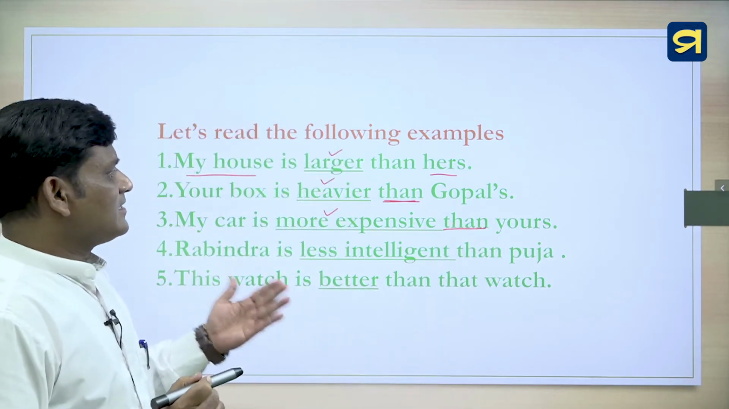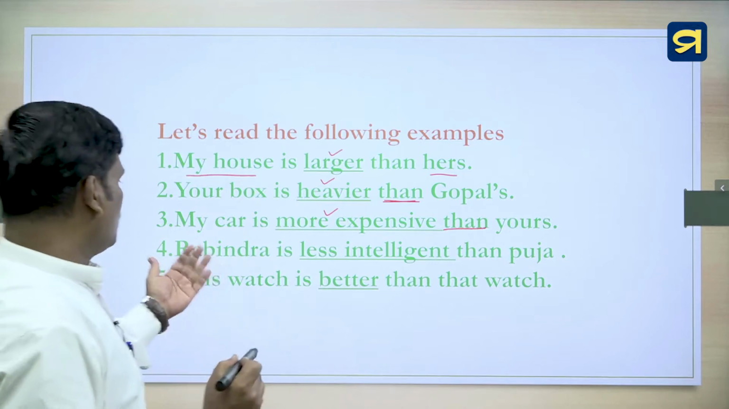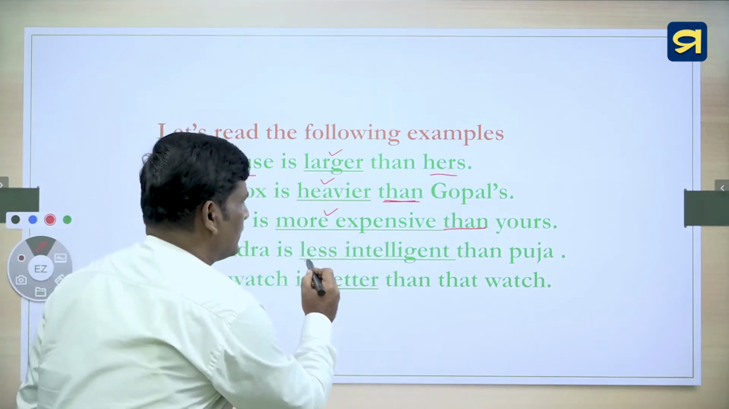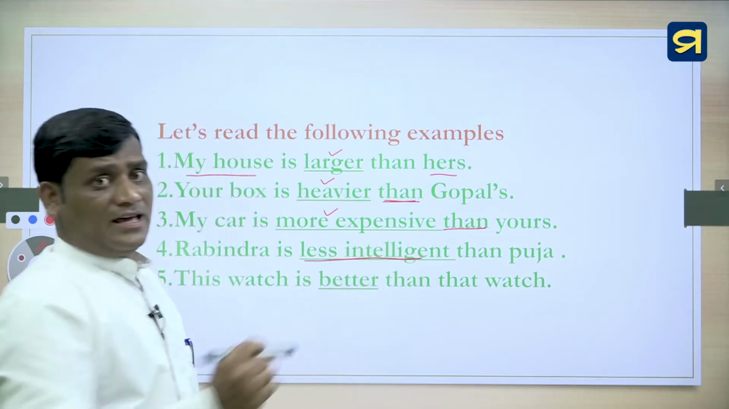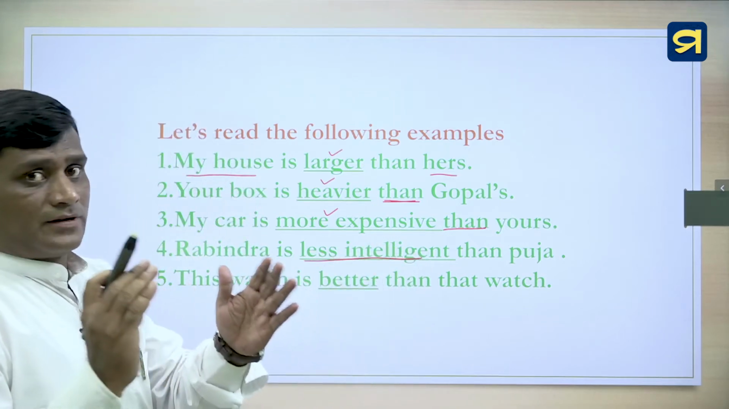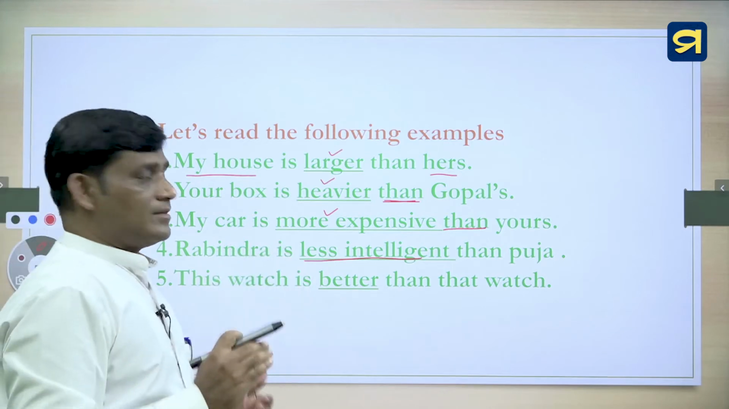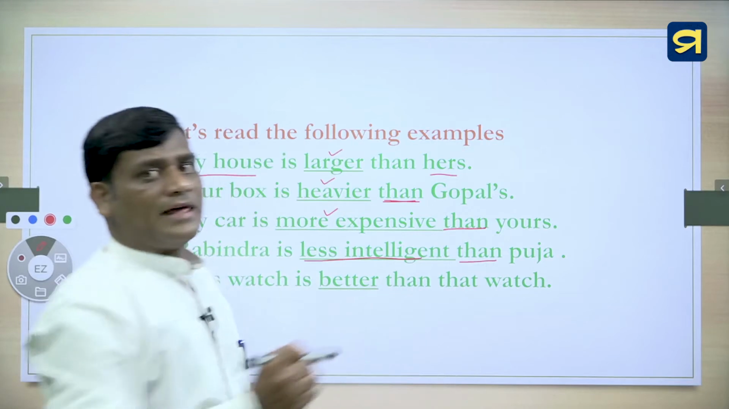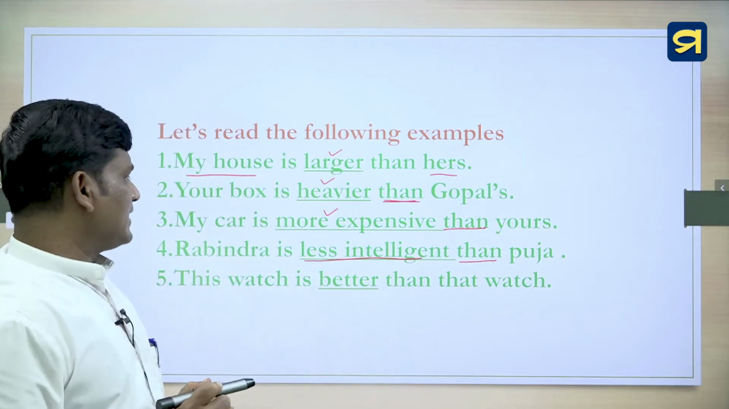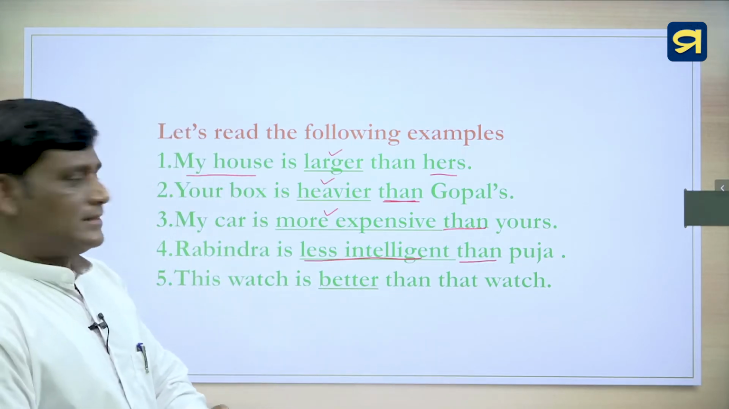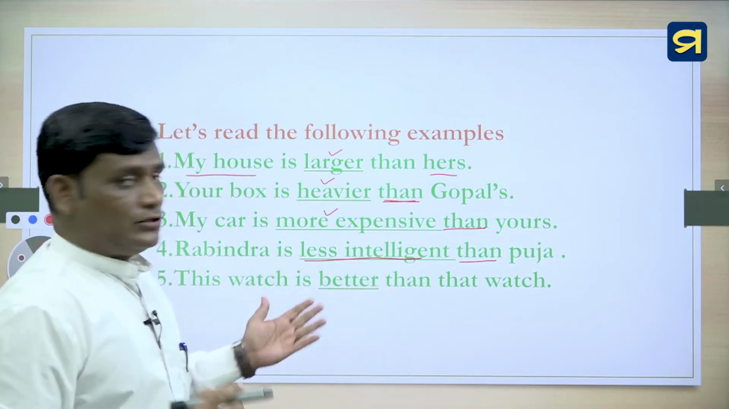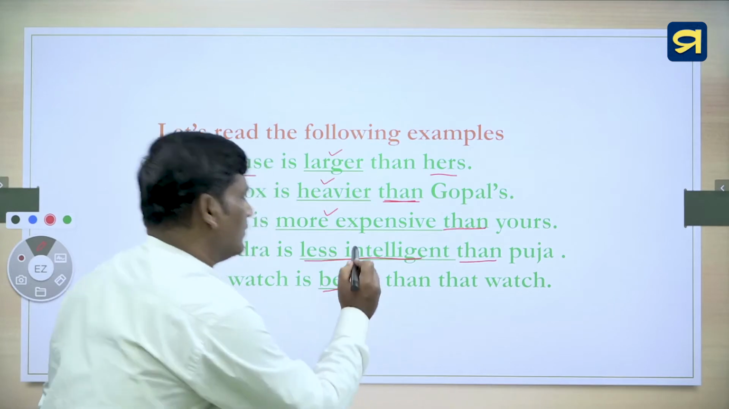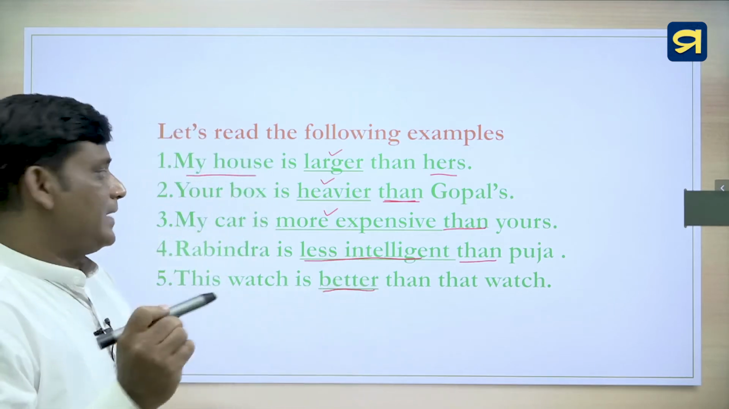Ravindra is less intelligent than Pooja. Here two persons are there, they are compared. More or less may be used before intelligent because intelligent is a longer adjective or more syllable adjective. More or less may be used and then, as it is a comparative, then is used. Similarly, this watch is better than that watch. Here the two watches are compared and better is the comparative form of good, better, best.